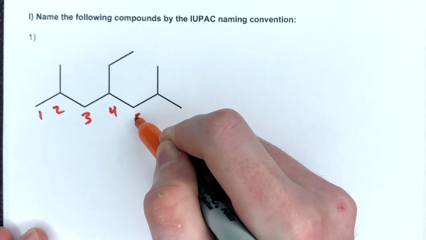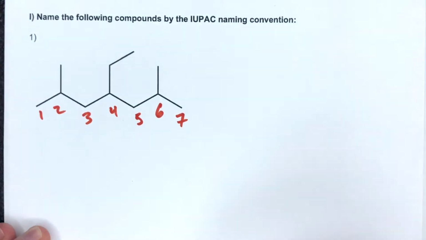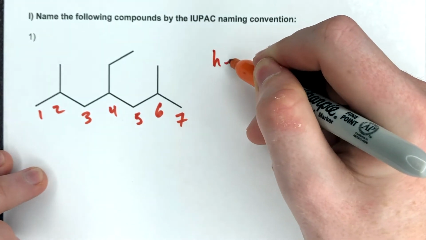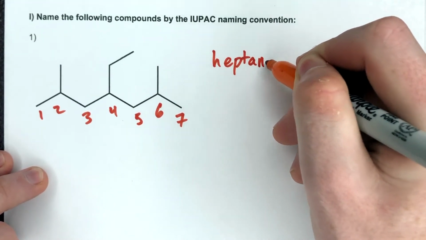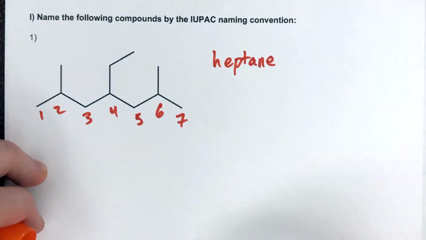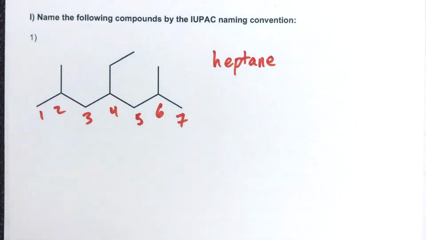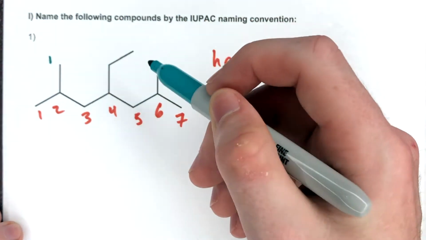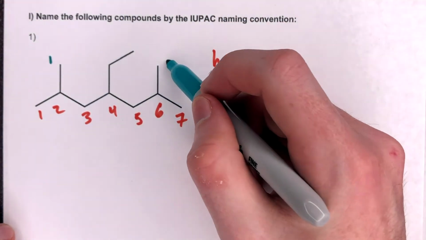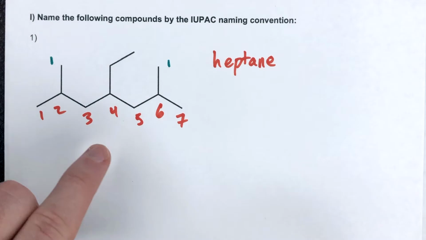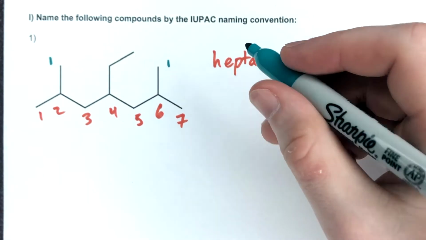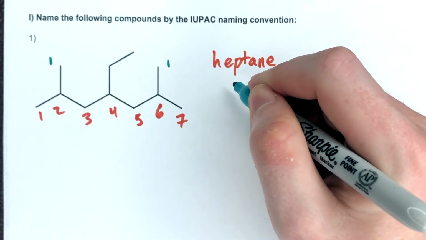And there's no difference if you go left to right or right to left in this case because of the symmetry of the molecule. So there is our 7 longest chain. So that is hept. This is a heptane because the molecule is just an alkane. There's no other functionality here. Then we need to consider our branches at carbons 2 and 6 and 4. The ones at 2 and 6 are both methyls because they have one carbon.